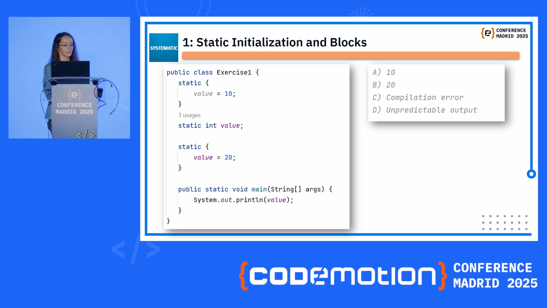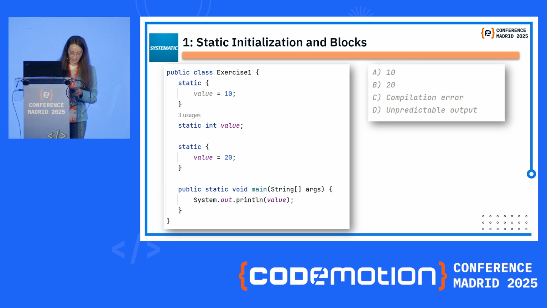So we have there a value initialized at the beginning with a value of 10 in a static block. Then we have another static block where we set a value of 20. When we have that simple print line in the main method, what do you think we will get? And pay attention that now you can submit your answers. So let's see.